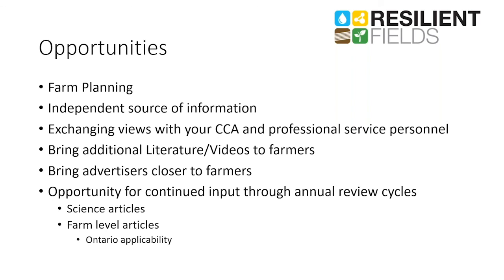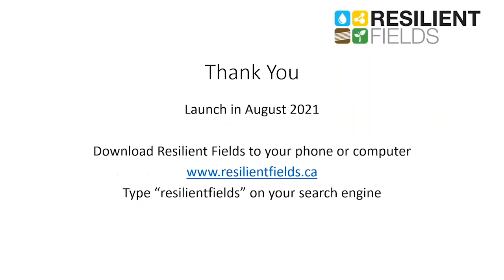So before I say thank you, I just want to spend a second on the logo. The blue is obviously a raindrop, the yellow is the nutrients, the green is the in-season plant issues, and the brown is our soils. And that's the logo that represents Resilient Fields. It's available on your phone or on your computer, and you can download the program simply by going to resilientfields.ca or through your search engine by typing Resilient Fields. Thank you, and I'm available for questions.